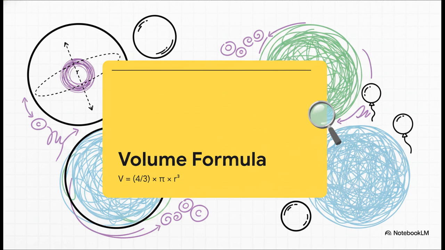Let's break this down so it's crystal clear. The V is the total three-dimensional space inside the sphere. The 4/3 is our constant fraction. Pi, as we all know, is our mathematical constant, roughly 3.14. And then we have r cubed. This simply means taking the radius of the sphere and multiplying it by itself and then by itself again. So radius times radius times radius. This little formula right here is exactly what tells us how much space is inside that helium balloon we talked about a minute ago.